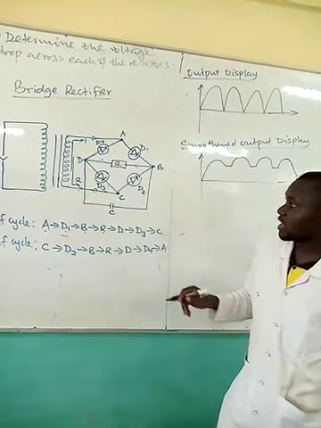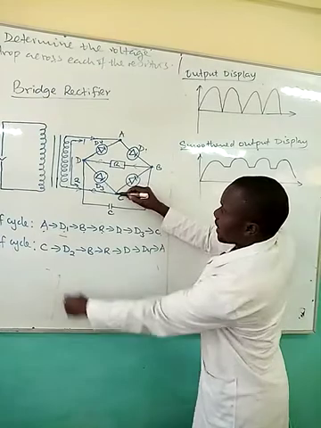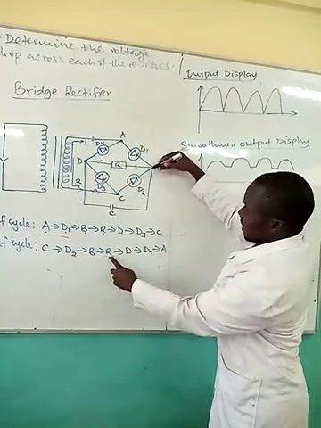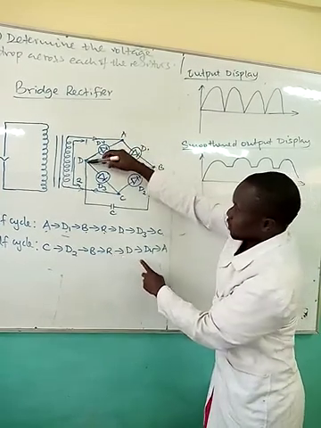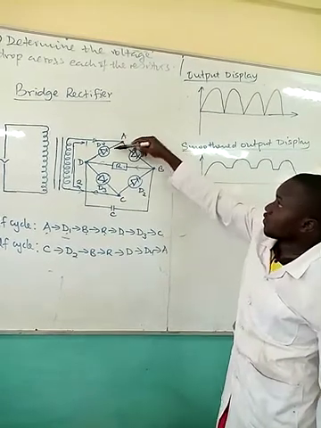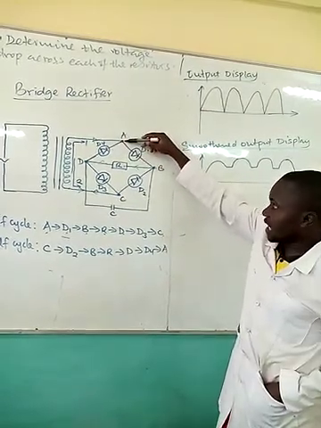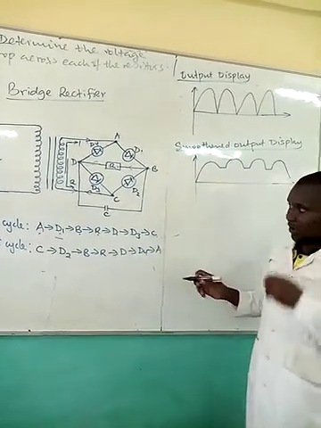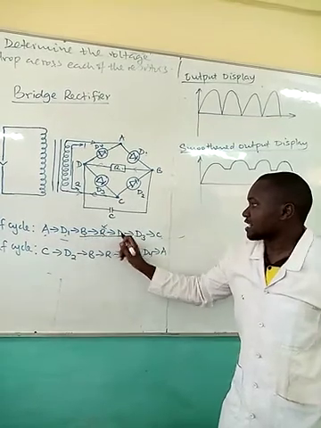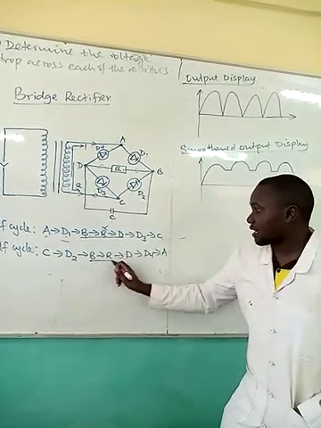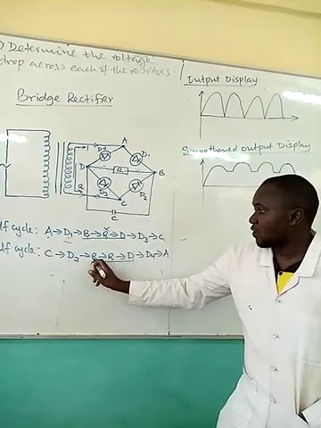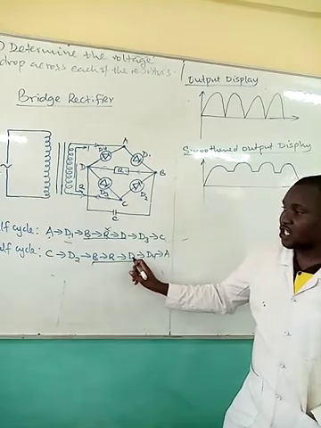So what will be the direction of current? The direction of current will be from point C through D2 to point B, then to the load R, then to point D, then through diode D4, then back to A. So you can see that in both cycles, current flows through the resistor R in the direction B, R, D. In the first half cycle it flows through the resistor R in that direction, and in the second half cycle it also flows through the resistor R in the direction B, R, then to D.